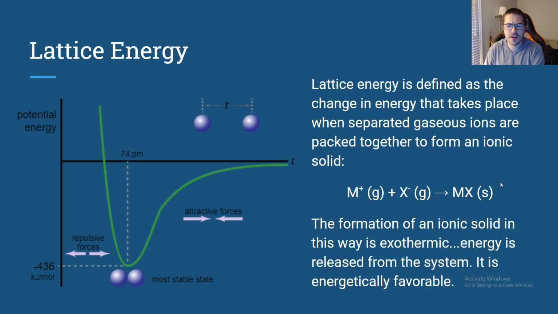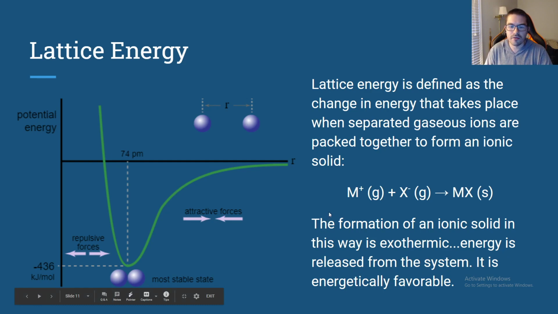Okay, so remember seeing some of those equations like an ionization energy equation or an electron affinity equation. This right here would be the lattice energy equation, okay? So it's the change in energy that takes place when this process happens. When you take a positively charged gaseous ion, a negatively charged gaseous ion, and they come together to form an ionic solid, okay? The formation of an ionic solid in this way is always exothermic. Okay, energy is released from the system. Okay, it is energetically favorable.